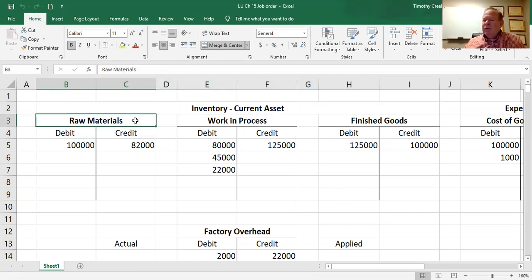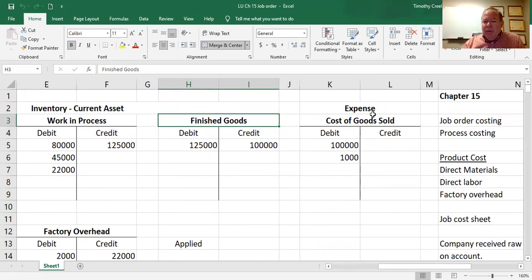So raw materials would be the materials that come in that are waiting to go into production. Work in process would be the assembly line, the products being made. Finished goods would be the finished product that's been completed, that's waiting to be sold to customers. And basically cost of goods sold then would be where it would be transferred to. This basically is an expense on the income statement that represents the cost of items that have been completed and sold to customers.